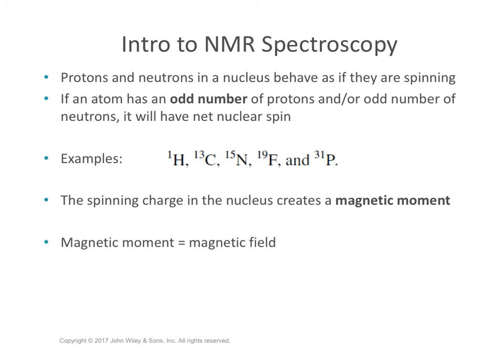attached to each other. Let's go back to general chemistry and look at the concept of spin because it's important here. So protons and neutrons in a nucleus behave as if they are spinning. And if an atom has an odd number of protons and/or an odd number of neutrons, it will have what's called a net nuclear spin. The examples of atoms that will have a net nuclear spin include H1, the most common isotope of hydrogen, carbon-13, nitrogen-15, fluorine-19, and phosphorus-31. The spinning of the nucleus creates a magnetic field called the magnetic moment.